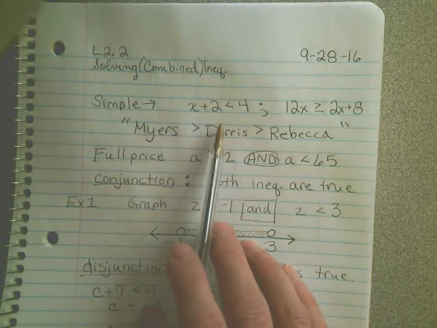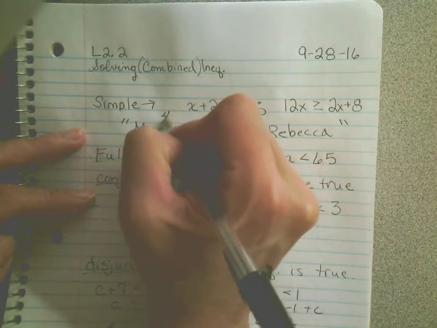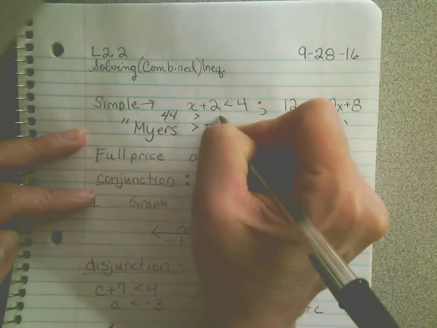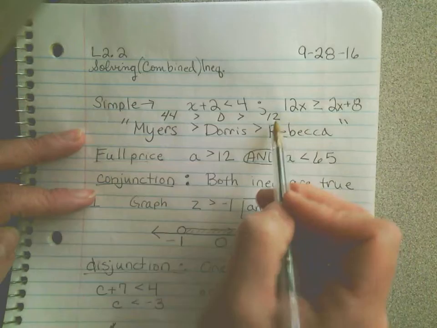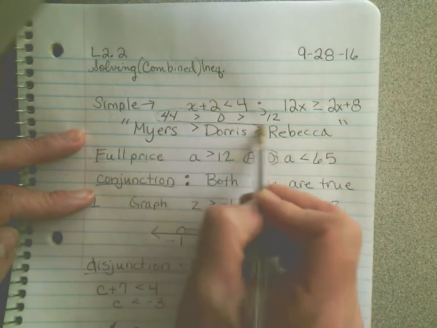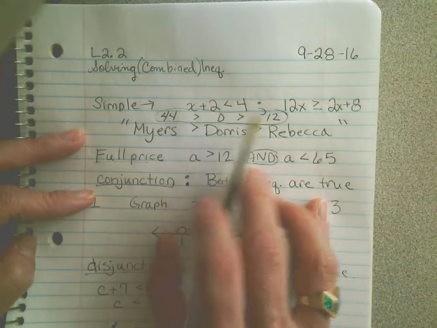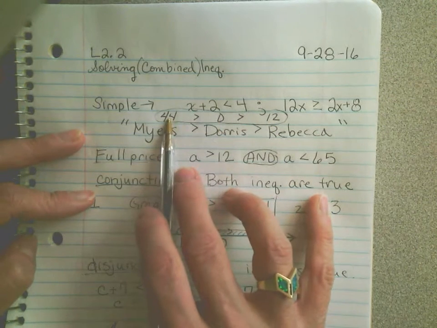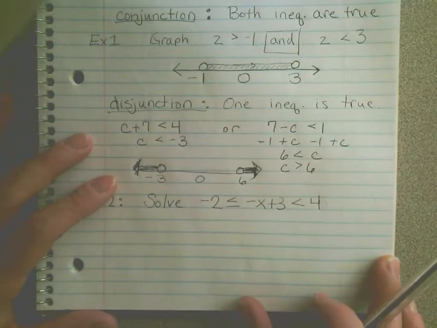If I were to say Doris's age, I'm 44, which is greater than Doris, who is greater than Rebecca, who is 12. Notice that all of these things are true, which means Doris is greater than 12 and Doris is less than 44. All of that is true. This situation, while it doesn't have names, is the same scenario.